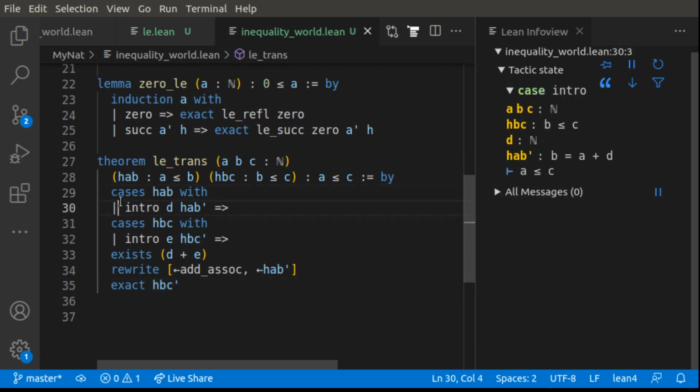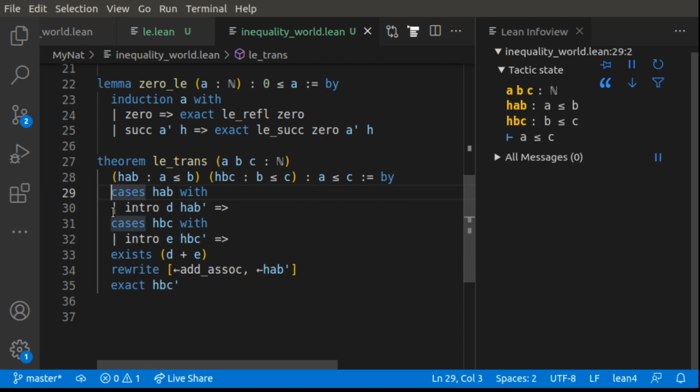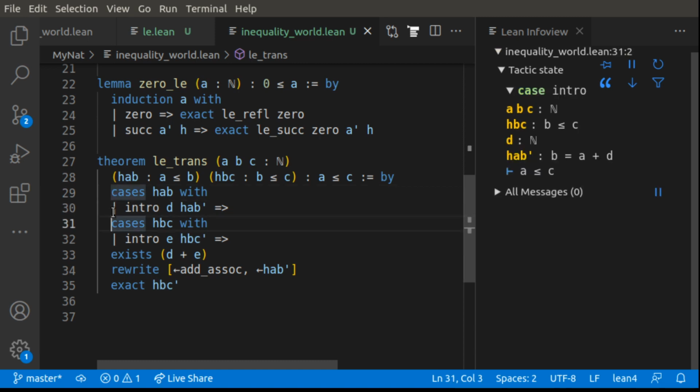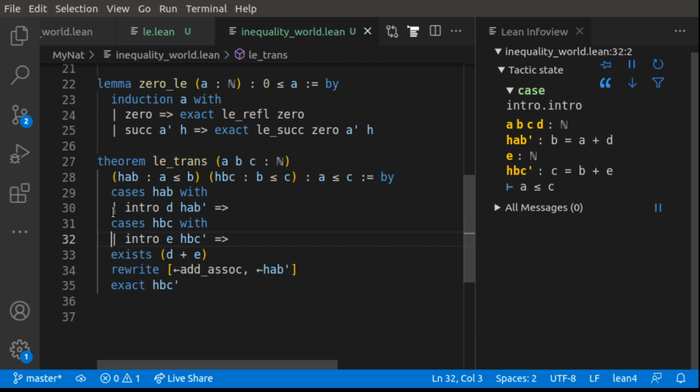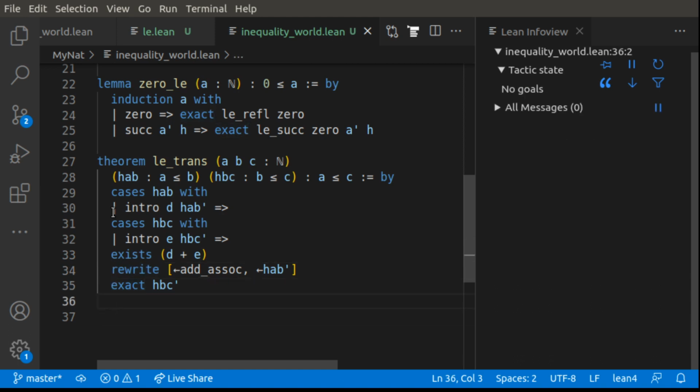So stepping through it, we have our named hypotheses. We do cases on the first one. They get D and HAB prime. We do cases on the second one. They get E and HBC prime. We say, okay, what is C? C equals A plus what? We say C equals A plus D plus E. And then we do some reordering, and then we're done. Cool, and let's see what the next level is.